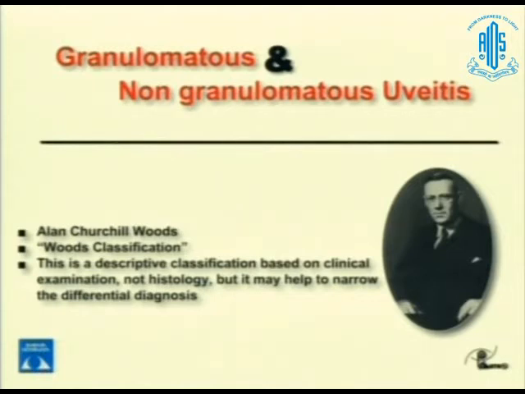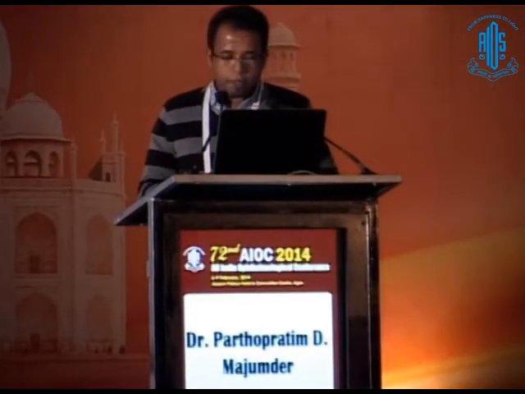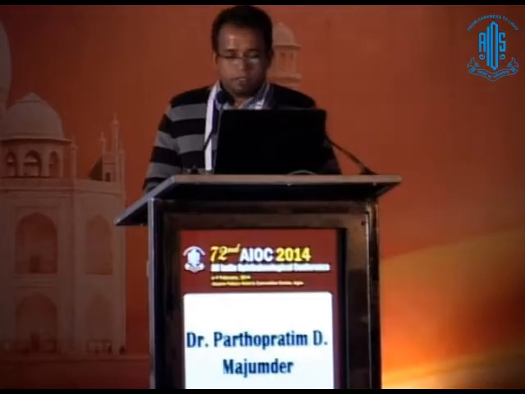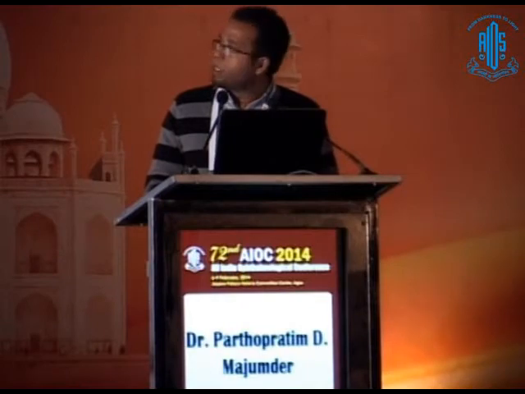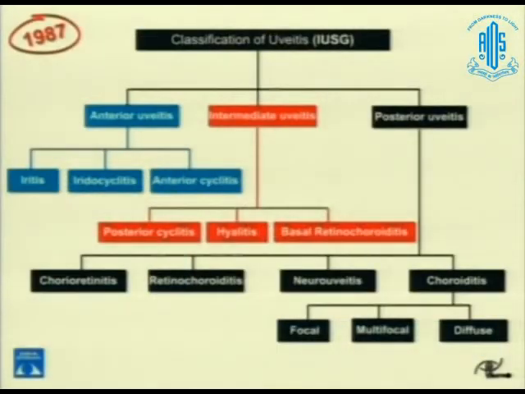Though it's often known as pathological classification, this actually helps us to narrow down the differential diagnosis based on the clinical feature. Next, we have the Duke-Elder classification, which classifies according to the etiology, the cause of the uveitis. Then in 1987, we had the ISG classification, where the uveitic entities were classified according to the anatomical site of the inflammation.